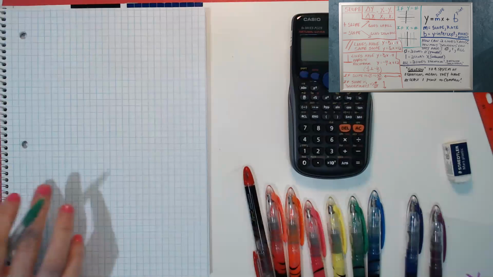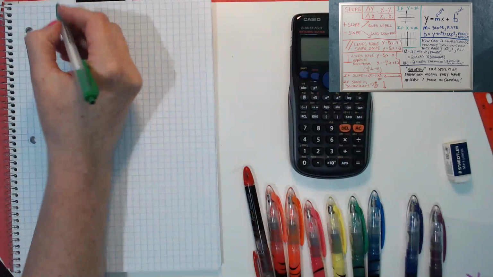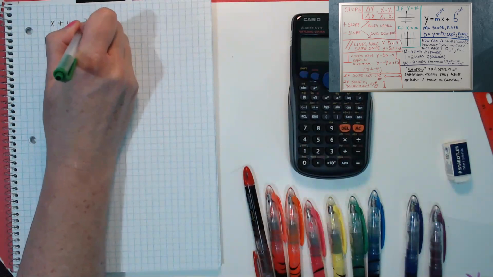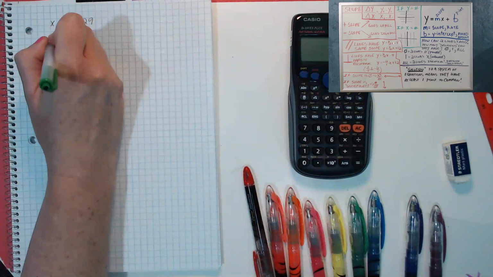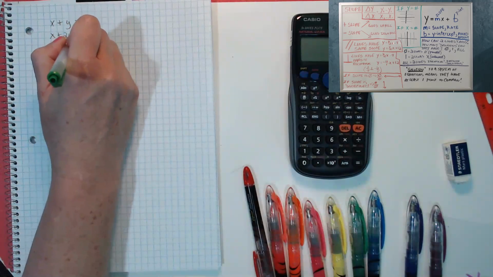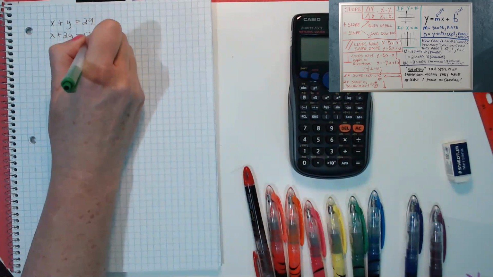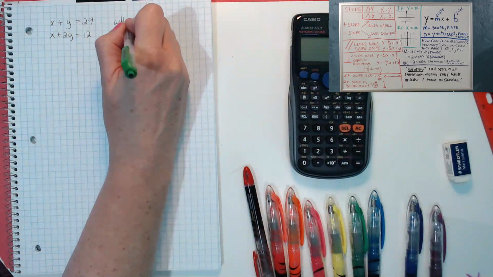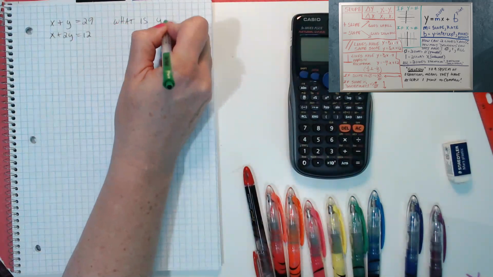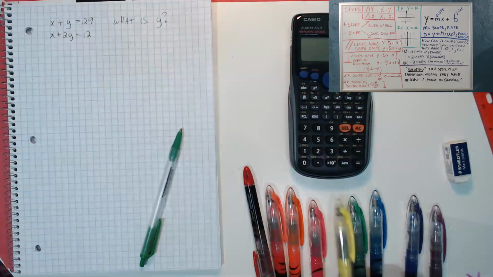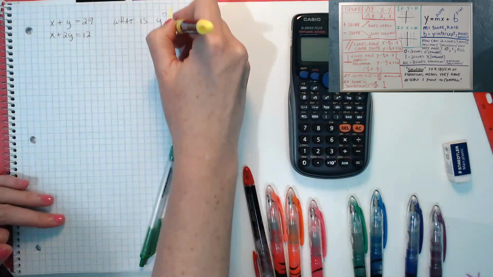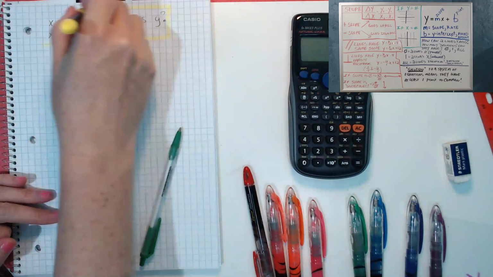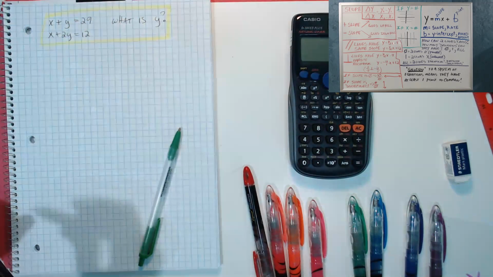Okay. So what it's given us is, here's our two equations. x plus y equals 29. x plus 2y equals 12. And it wants to know what is y. What's the page number again? 37. Page 37 in your SAT book.